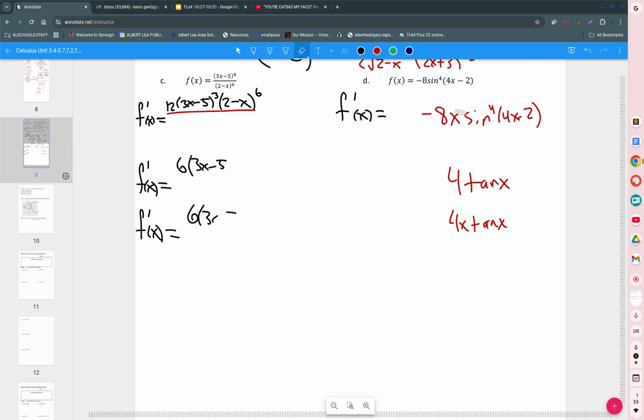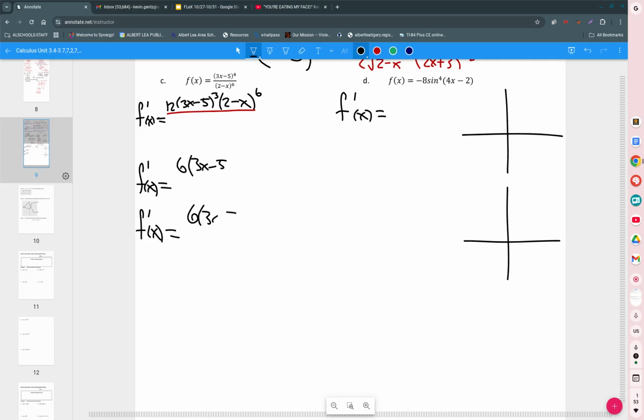So this, if you said it, is a double chain rule problem. Double chain. Let's set it up. What sits on the outside? Negative 8 u to the 4th. Very good. What is it that I'm taking to the 4th power? Sine of 4x minus 2. The derivative of negative 8u to the 4th is negative 32u cubed.